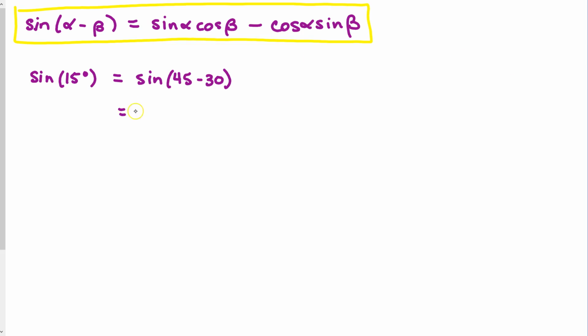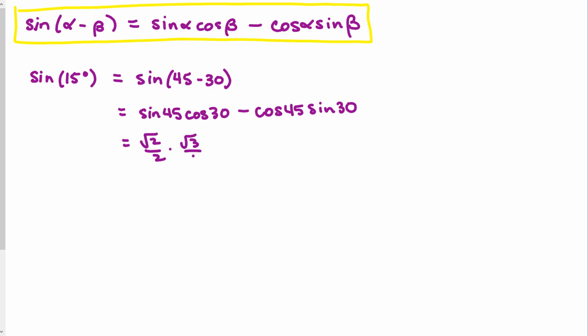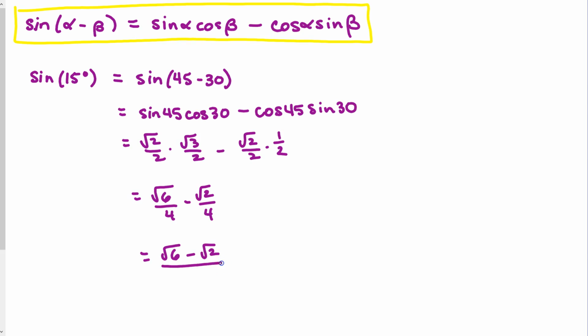So according to the identity, 45 is my alpha, 30 is my beta. I'm going to have sine alpha, sine 45, times cosine beta, cosine 30, minus cosine alpha, cosine 45, times sine beta, sine 30. And then, again, using those reference triangles and finding those exact values, we substitute those in and simplify, and the answer is square root 6 over 4 minus square root 2 over 4, or if you prefer, you can write it as square root 6 minus square root 2 over 4.